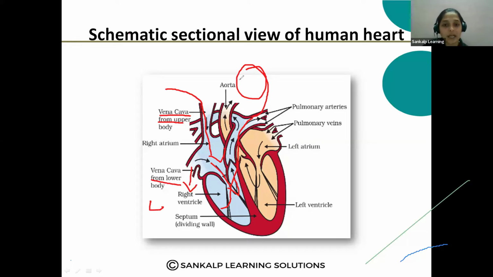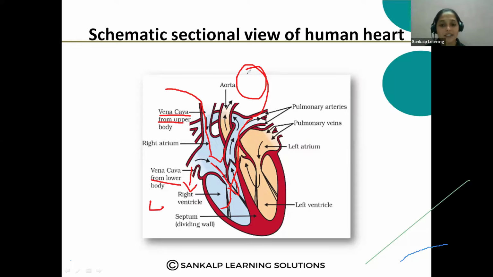So in the lungs, what happens? Carbon dioxide is exchanged, right? Where? In the alveoli. This carbon dioxide is exchanged and the blood gets oxygenated. The deoxygenated blood gets oxygenated in the lungs. So if you know about the lungs, then only can you understand the transportation of the blood.